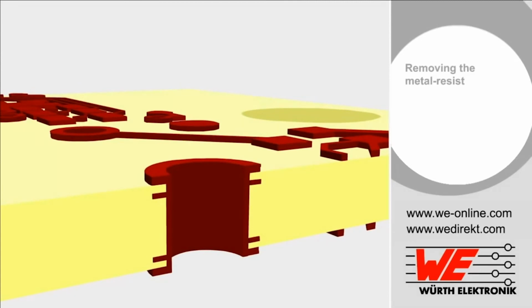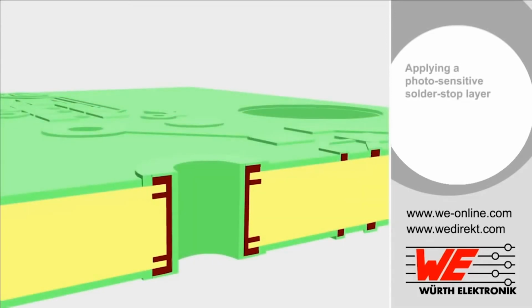Now, the protective and finishing processes are carried out. The first step of these finishing processes is to apply a photosensitive layer of solder resist. This protects the PCB against corrosion and mechanical damage, and during soldering, it prevents solder from being applied to the areas covered with solder resist on the PCB. It also improves the electrical properties and dielectric strength.